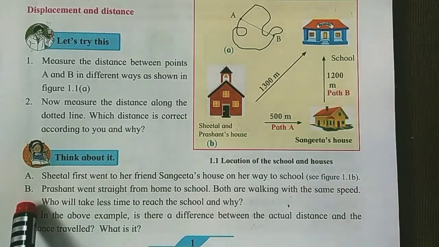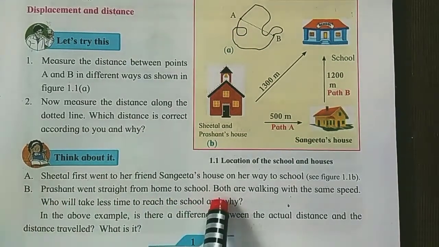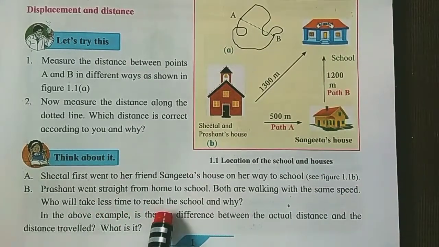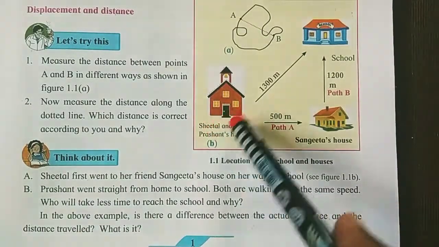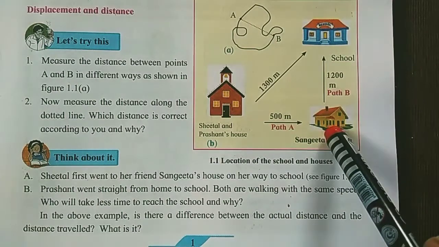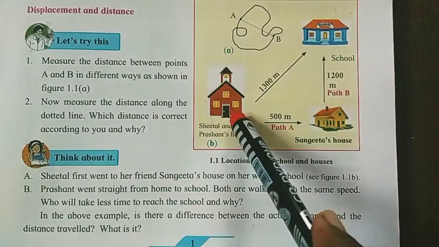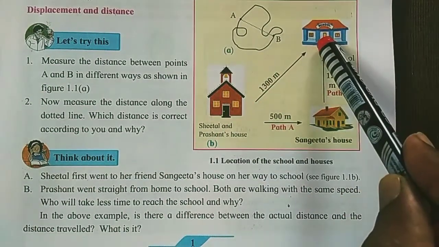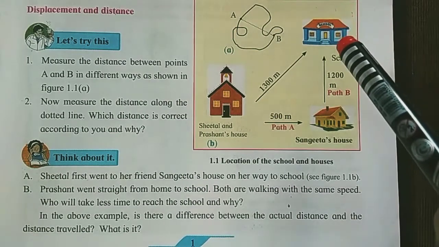Now Prashant went straight from home to school. Both are walking with the same speed. Who will take less time to reach the school and why? So Sheetal is here and Prashant is also there. Sheetal is moving towards Sangeeta's house, then they both move to school. And here Prashant started from his home and is moving directly to the school. Then the question is who will reach the school first and why?